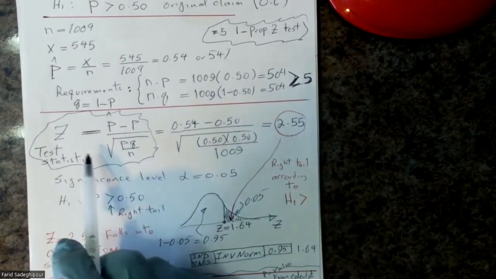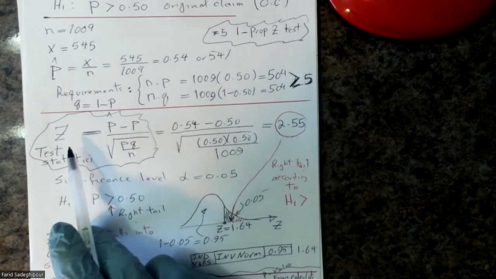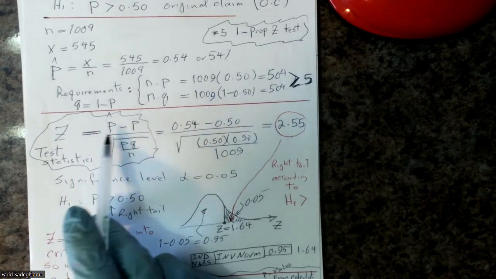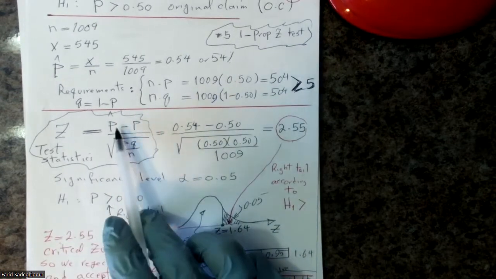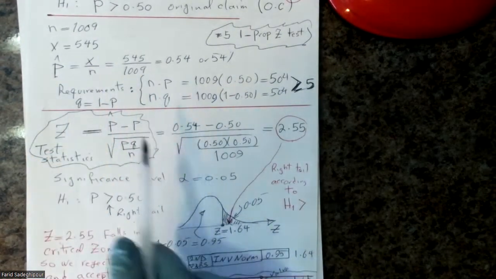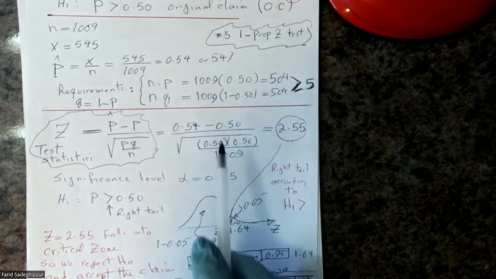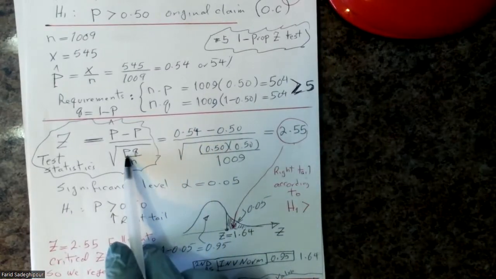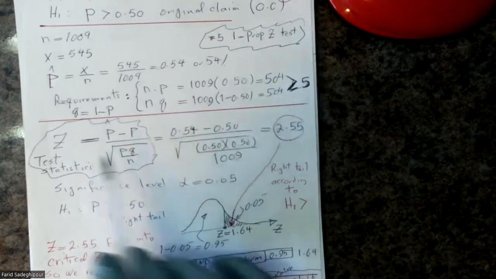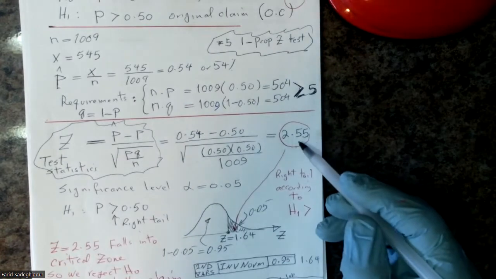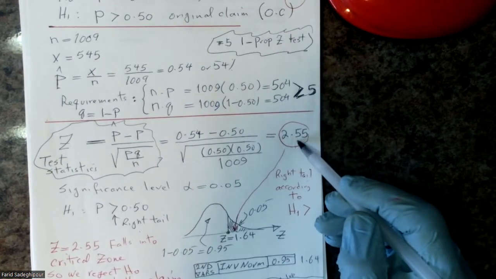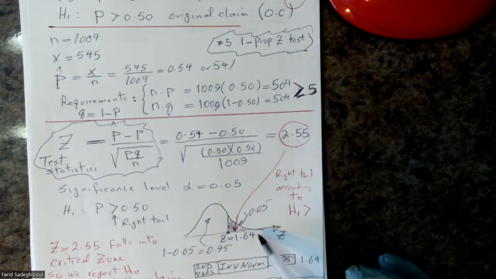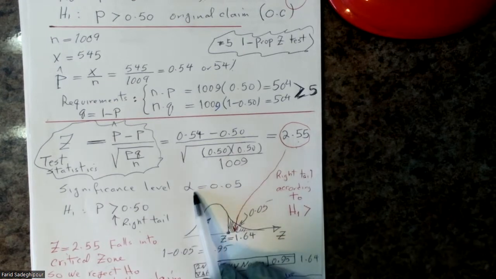Now, they call this the z statistic, the test statistic for z. This is the z formula when you want to do the hand calculation. P hat is given in the problem, 0.54. Capital P is 50%. And n is given. So that gives us the z test statistic from the formula, which is 2.55.